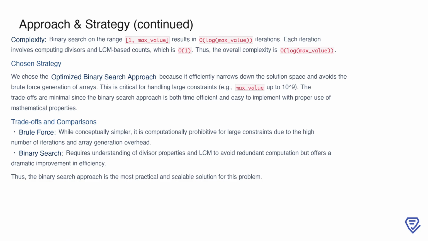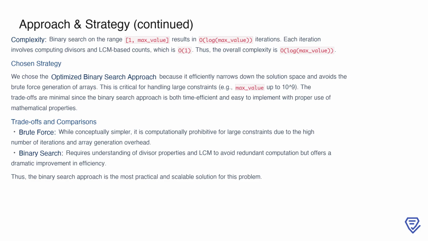By performing binary search on the range 1 to max_value, we limit the number of iterations to O(log max_value). Within each iteration, computing the counts of divisible numbers and handling overlaps through the LCM is an O(1) operation. This makes the overall complexity of the approach O(log max_value), which is a significant improvement over brute force. Given the problem's constraints, with max_value reaching as high as 10 to the power of 9, this optimization is essential.